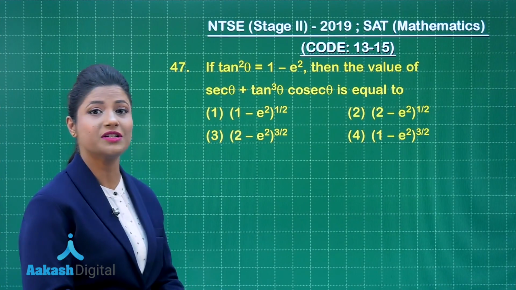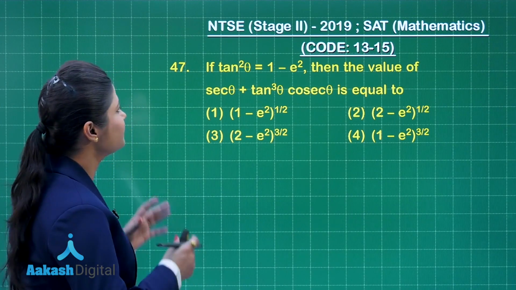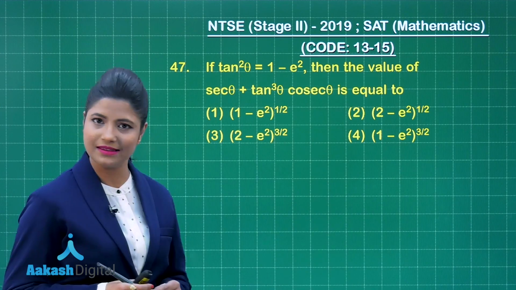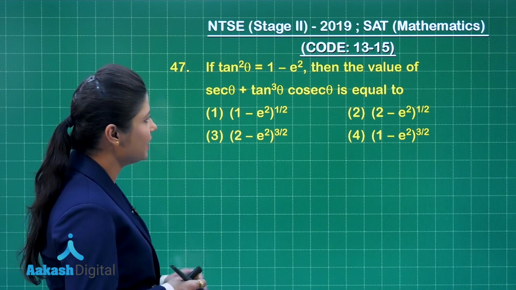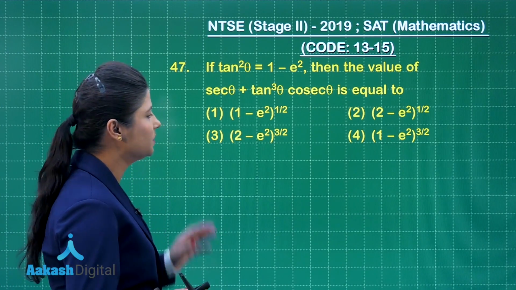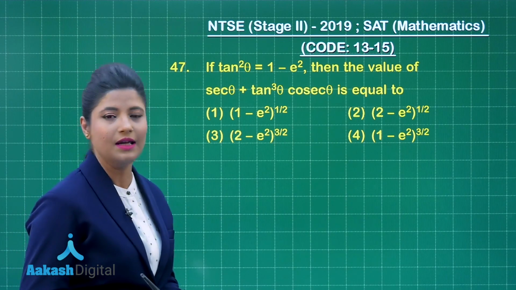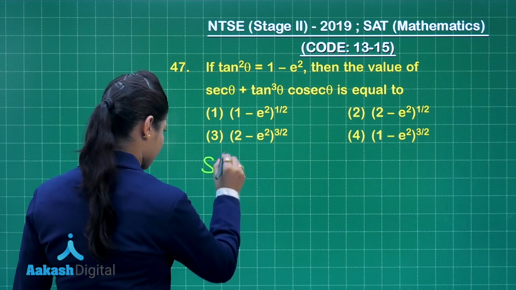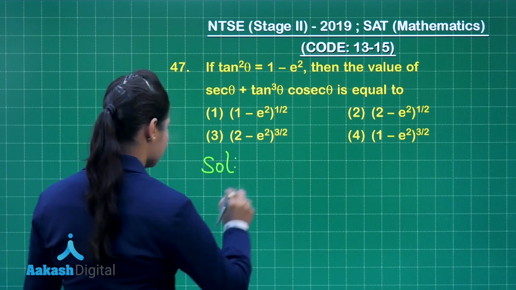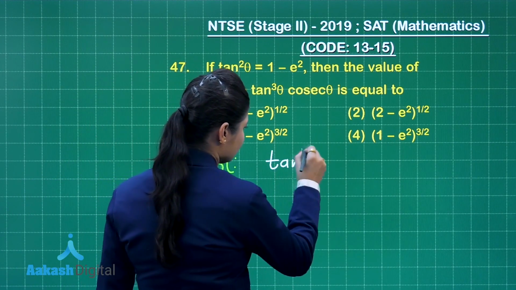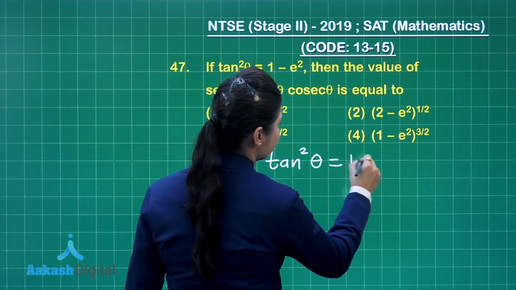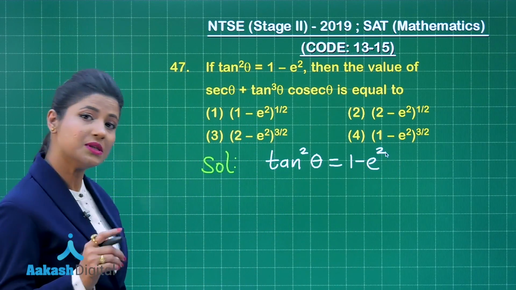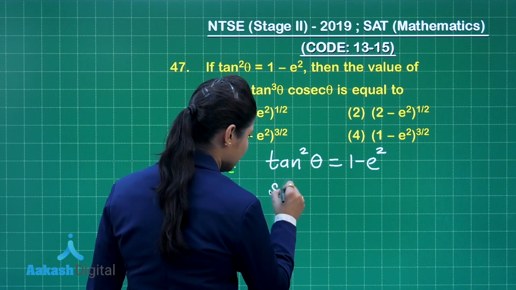Now, let's take up question number 47. It states that if tan square theta is equal to 1 minus e square, then the value of sec theta plus tan cube theta into cosec theta is equal to, out of these 4 options. So, here we are provided with the condition that tan square theta is equal to 1 minus e square.